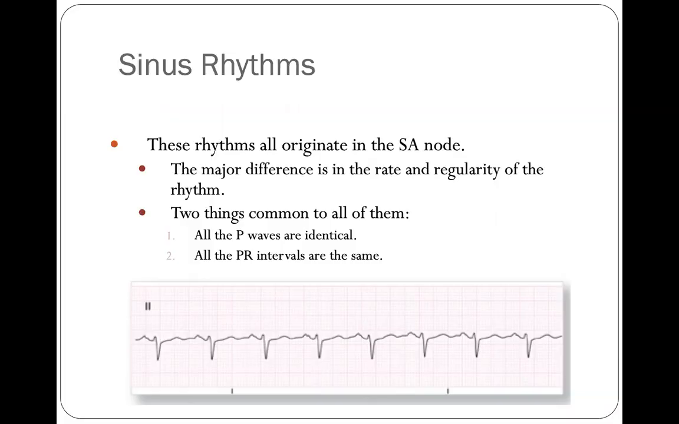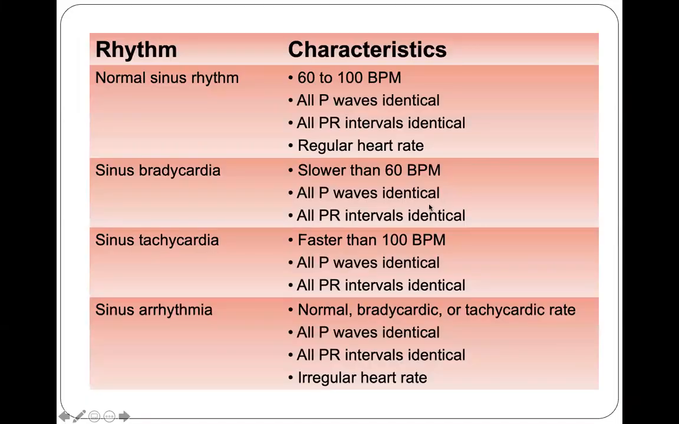All right. So the characteristics, first of all, of a normal sinus rhythm. Here are the four general rhythms that come from the SA node: a normal sinus rhythm, sinus bradycardia, sinus tachycardia, and a sinus arrhythmia.